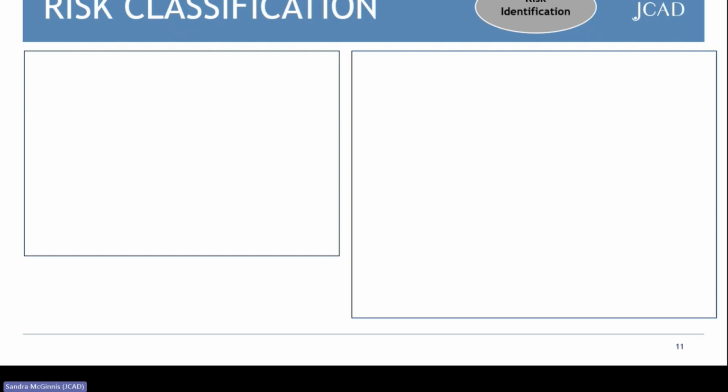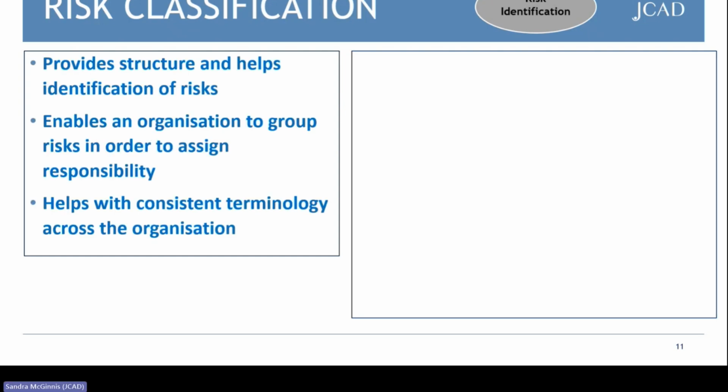So once identified, you can classify your risks. And using a risk classification can provide a structure to your risk management, and it helps with generically identifying risks across your organisation. And the most common classification to use is PESTLE. This is very simple to use, helps you think about the wider environment and where those risks may come from.